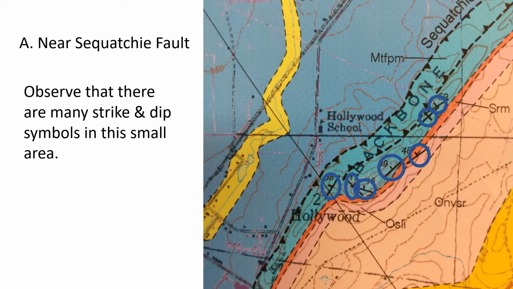The Sequatchie Fault is located in the northwest area of the map. This earthquake fault has not recently been active. In this area of the map, you will see many strike and dip symbols. Most of these have a dip towards the north or northwest. A few symbols along the fault indicate the layers of rock have completely turned over.